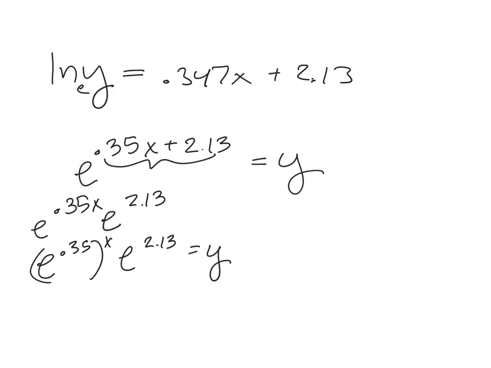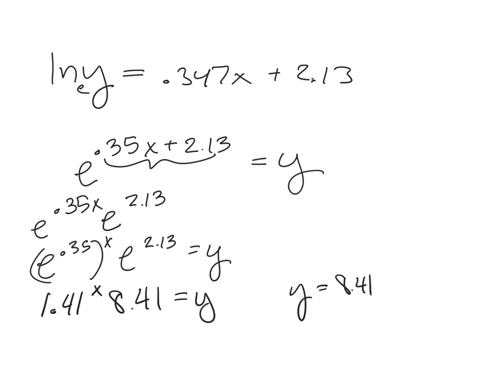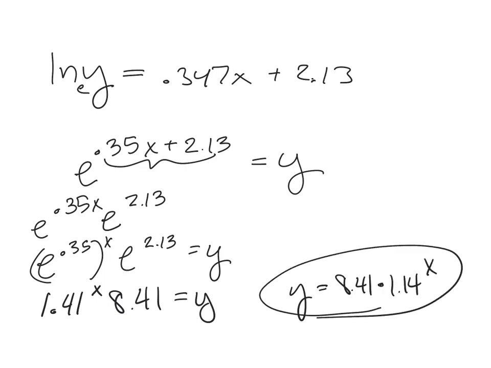e raised to the 0.35 is 1.41 to the x. e raised to the 2.13 is 8.41. Let's write it in the correct format: a times b to the x. Wow, that was a lot of work.